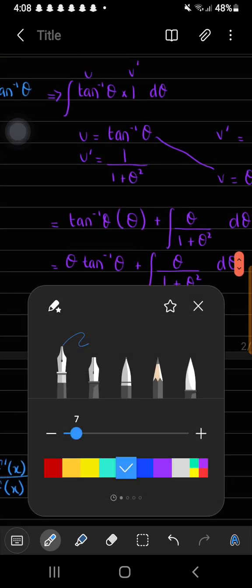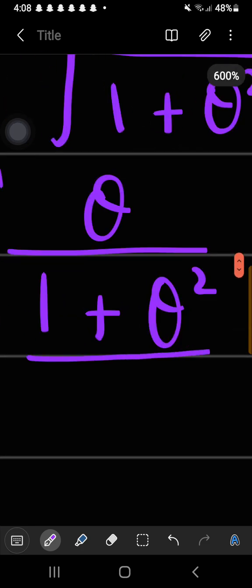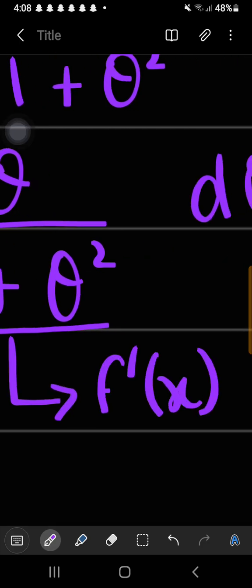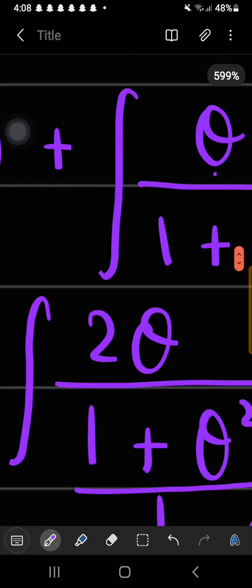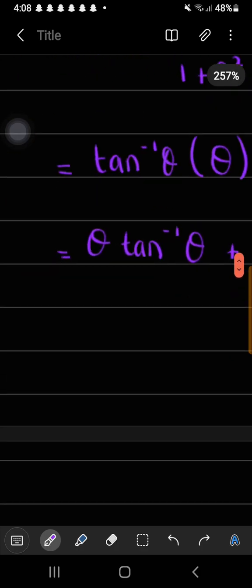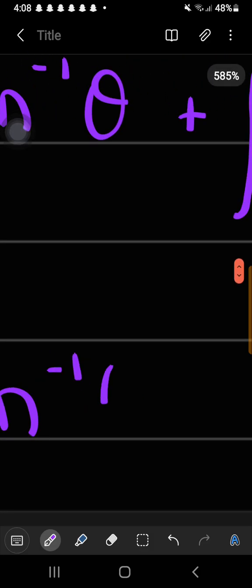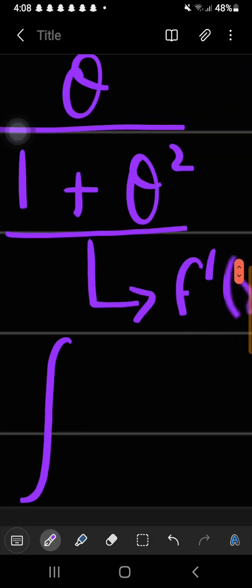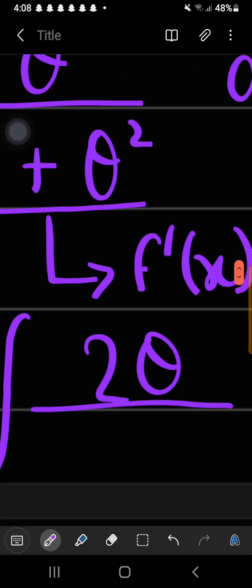If we look here, let's come back with purple. If we look at this, its f prime x should be 2 theta, but the problem is there is not 2 theta, so we can make it 2 theta by writing theta tan inverse theta plus integral, where we have to make it 2 theta and 1 plus theta square.